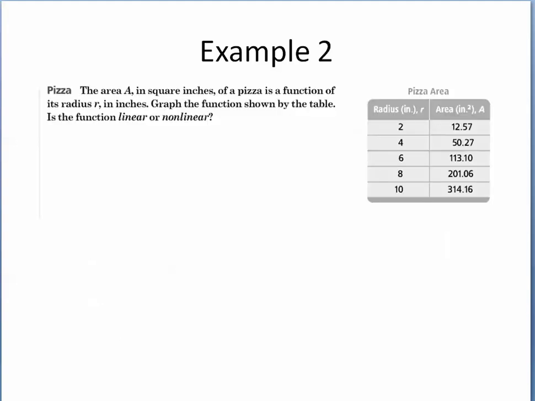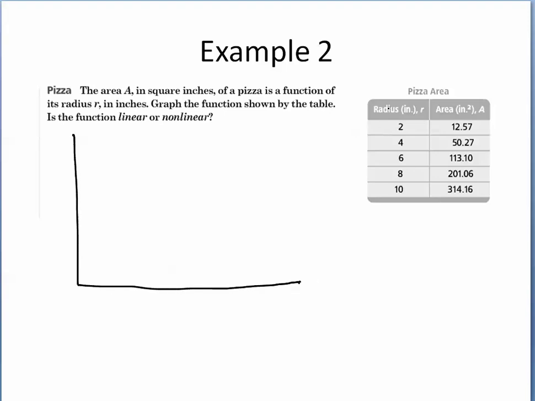Alright, let's look at another example. The area A in square inches of a pizza is a function of its radius r. Graph the function shown by the table. Is it linear or nonlinear? So we're going to make a graph.